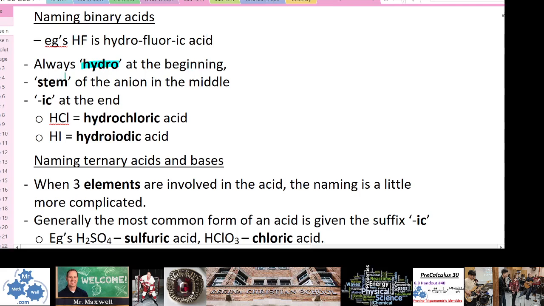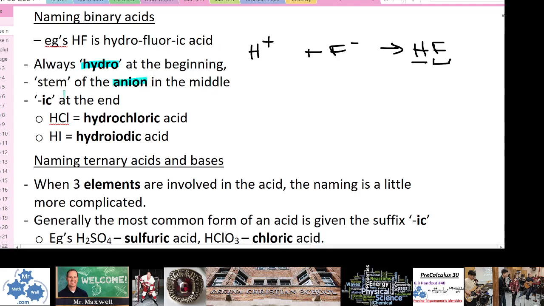Now the stem of the word itself is from the anion. The anion here should be bolded. That's part of your notes there, not the stem really. So the anion is the negative ion. Obviously H is the positive ion and fluorine is the negative ion. So when that produces HF, the name would be hydro, and then the stem comes from the name of the anion. So fluor, fluorine, the stem is fluor.